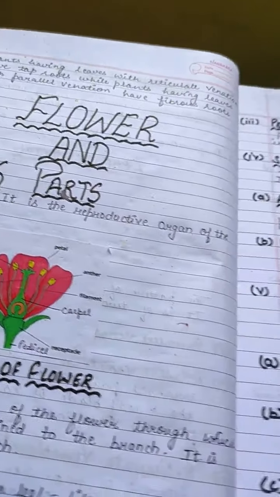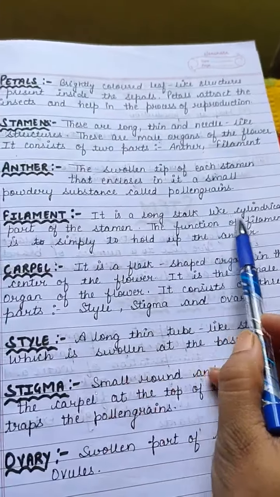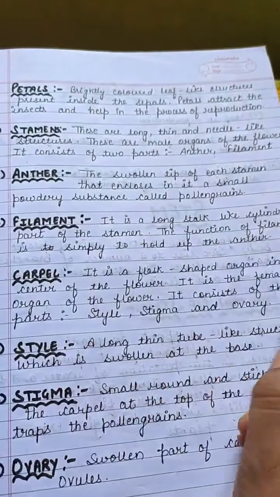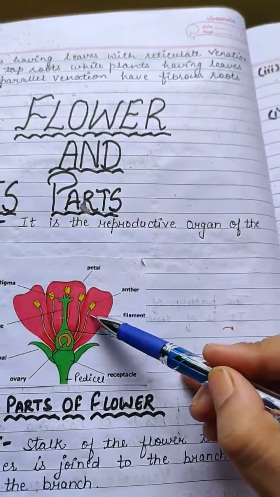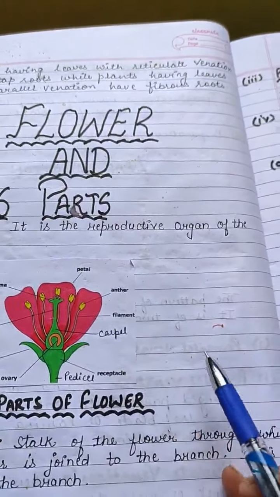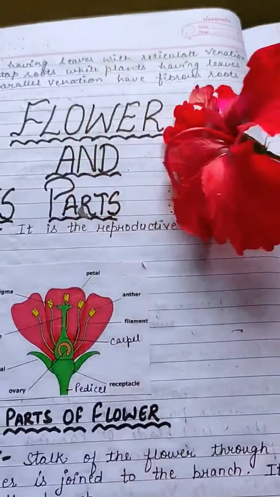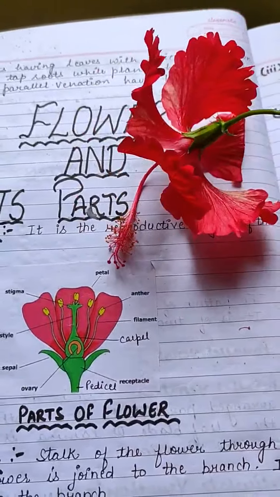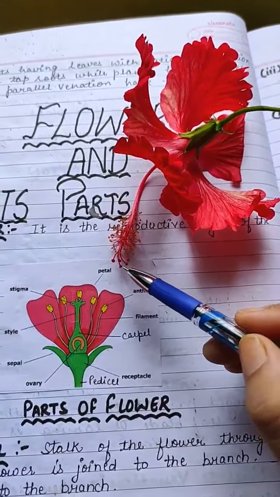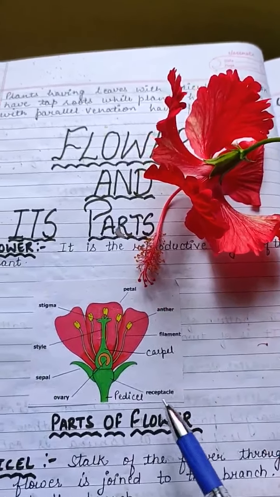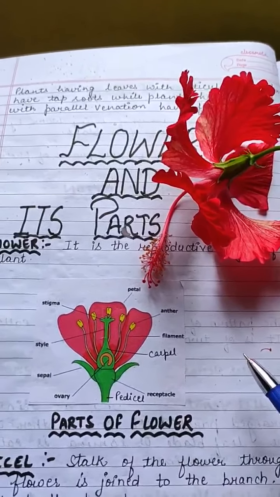So next is filament. It is a long stalk-like cylindrical part of the stamen. The function of the filament is simply to hold up the anther. This part is known as filament. You can see here also. These tube-like structures are known as filaments, and their main function is to hold the anther only.